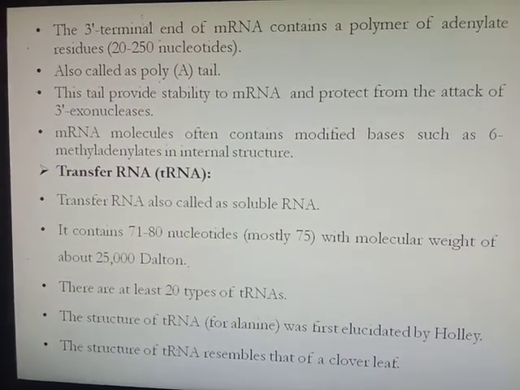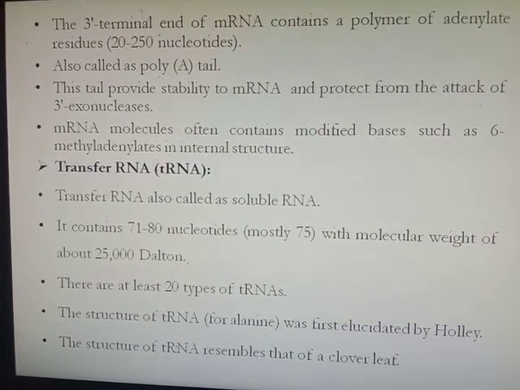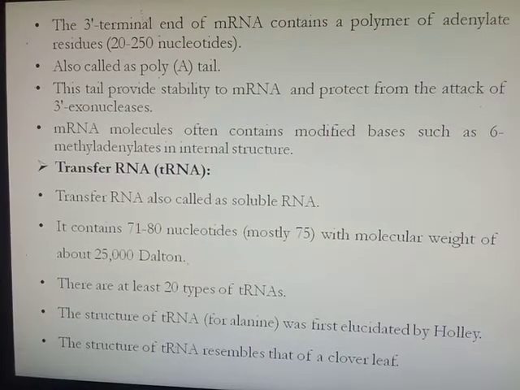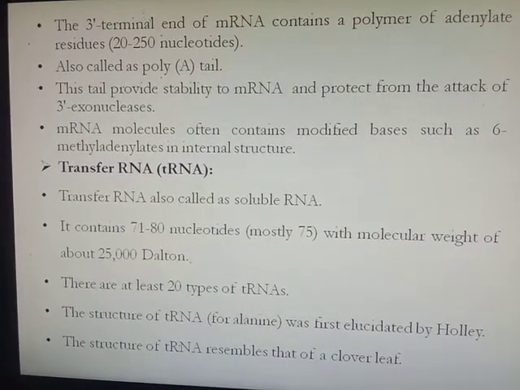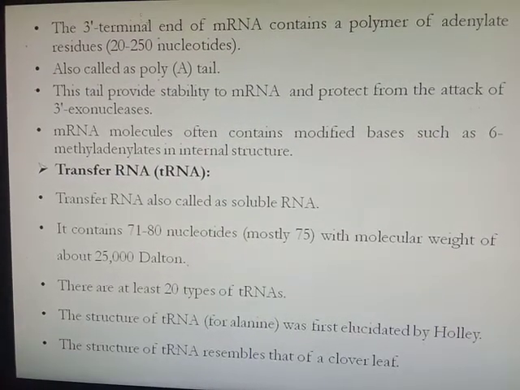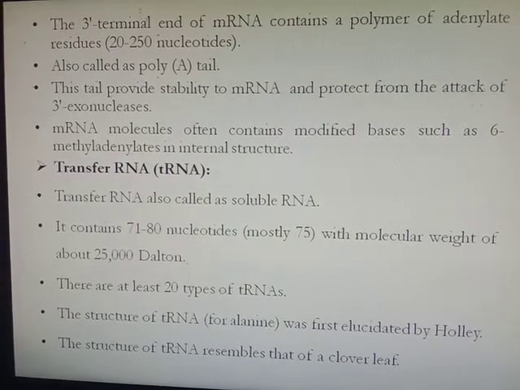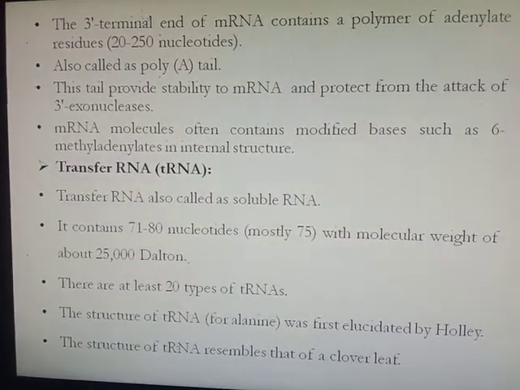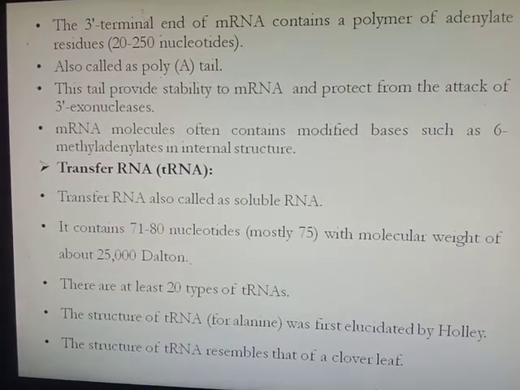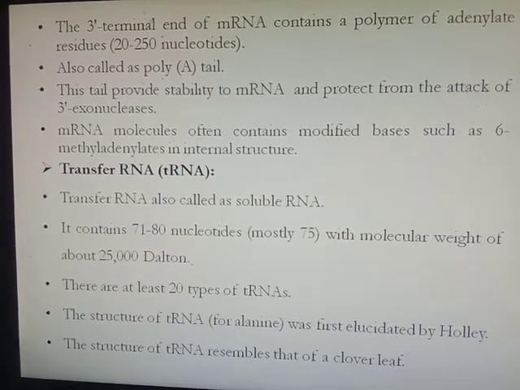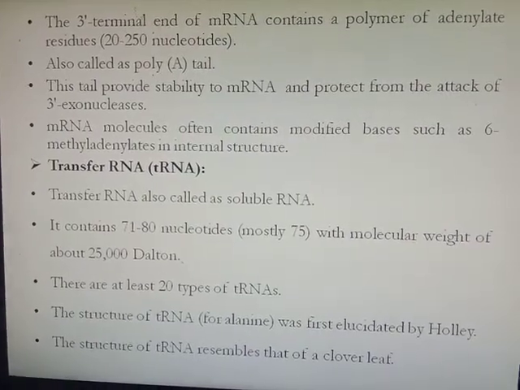Next RNA is transfer RNA. Transfer RNA is also called soluble RNA. This RNA mostly contains 71 to 80 nucleotide bases, mostly 75, with a molecular weight of about 25,000 Dalton. At least 20 types of tRNA must be present in any organism. The structure of tRNA was first elucidated by Holley for the transfer RNA which carries alanine. The structure of that tRNA resembles a clover leaf structure.